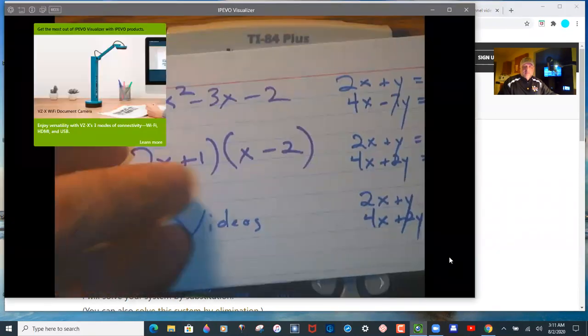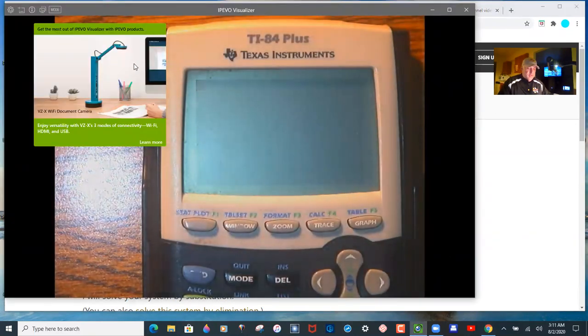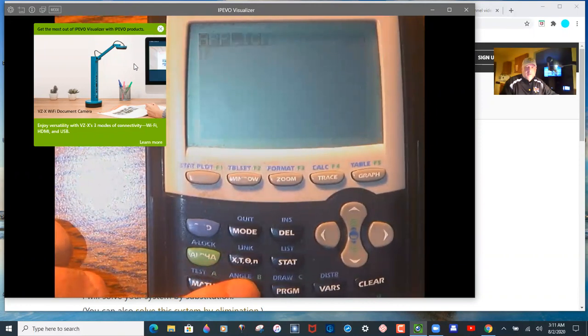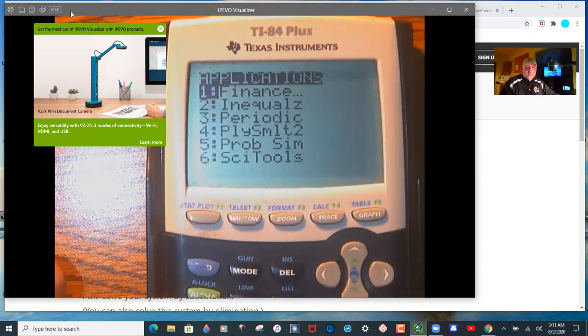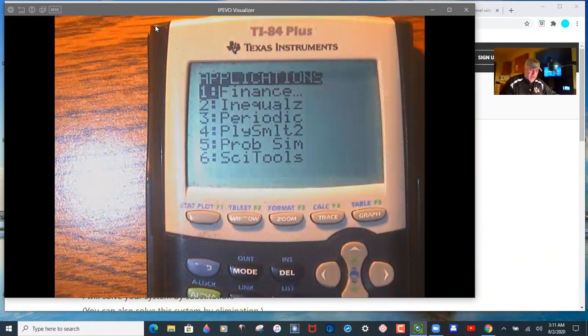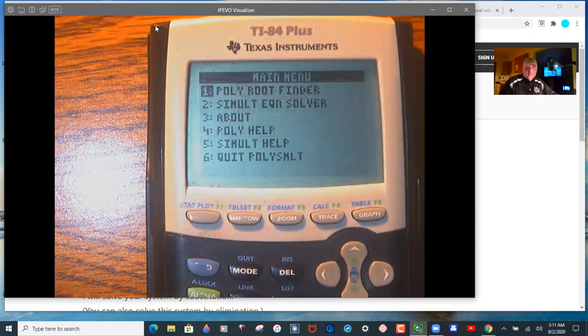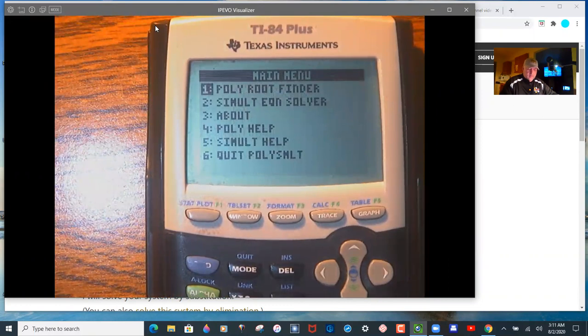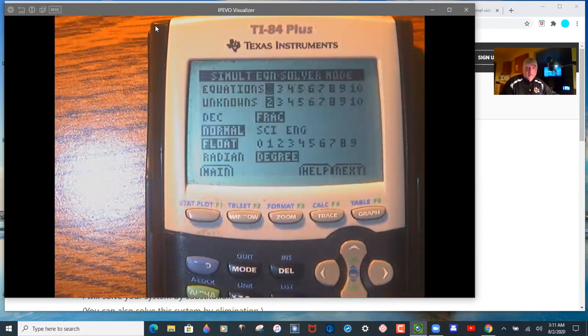If you need to, there's my little advertisement again, use the graphing calculator. It is part of the app that I've shown before. So you're going to go to apps and you want to choose the PolySimul 2 app number 4. And this time the simultaneous equation solver number 2. And you want 2 equations, 2 unknowns. So this is a little more powerful. That was just a linear solver that you had online.